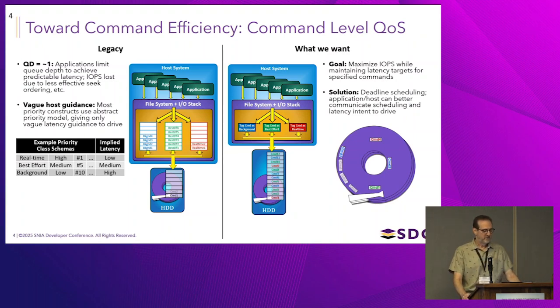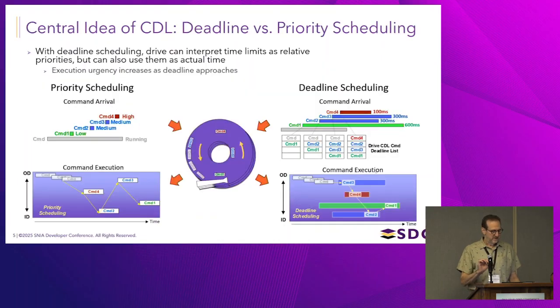So what we'd like to do, and what CDL attempts to do, is maximize IOPs while maintaining latency targets for specified commands, and the way it does that is with deadline scheduling. So we want the application and the host to be able to put time into the equation when it sends commands. So this idea of deadline scheduling versus priority scheduling is pretty central. Deadline scheduling is central to CDL.